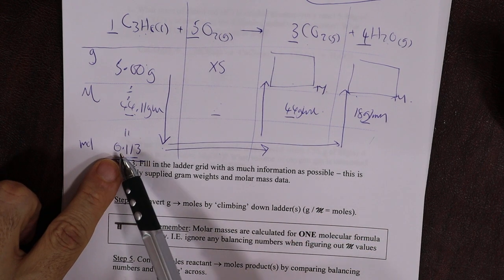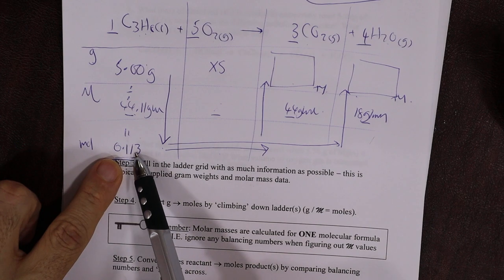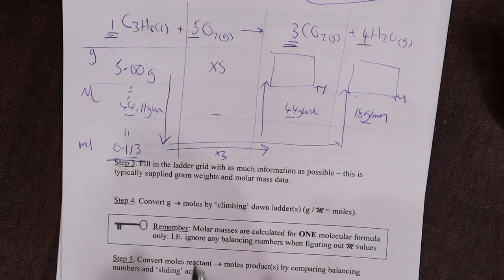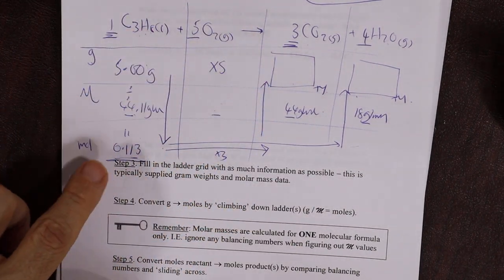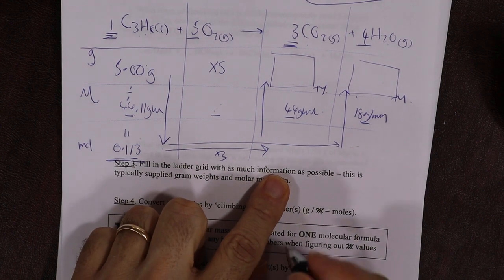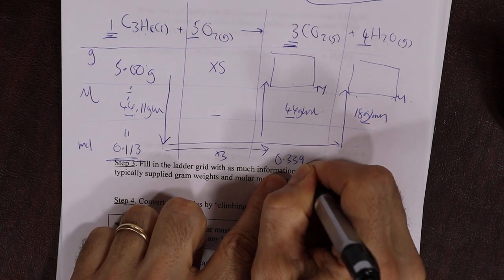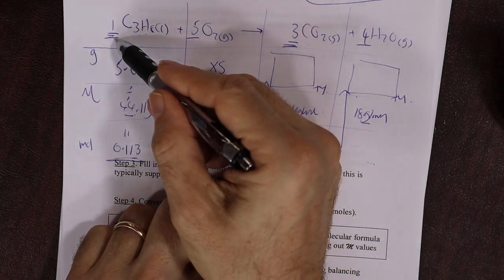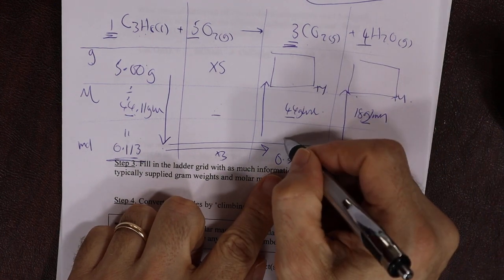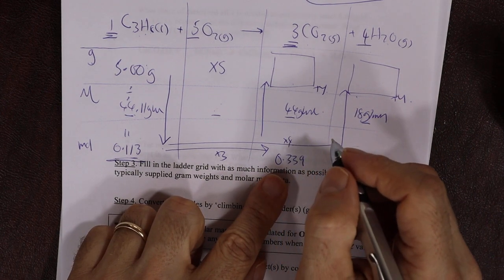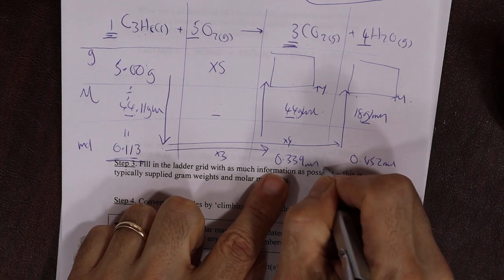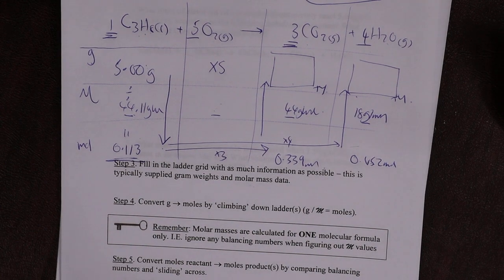So 0.1 would make 0.3. This is just 3 times bigger. You look at this ratio, 1 makes 3, it's 3 times bigger. What's that times 3? 0.339. What would this be? 1 makes 4, so it's 4 times bigger. What's that? 0.452 moles. So we're constructing our grid. Fantastic.